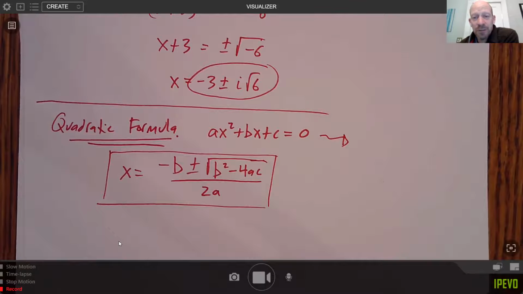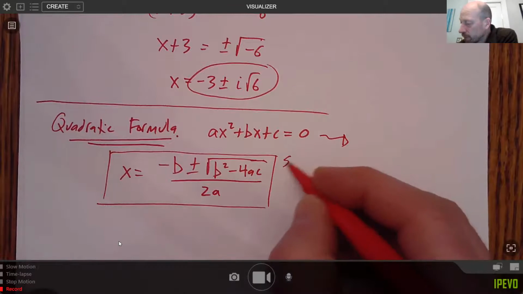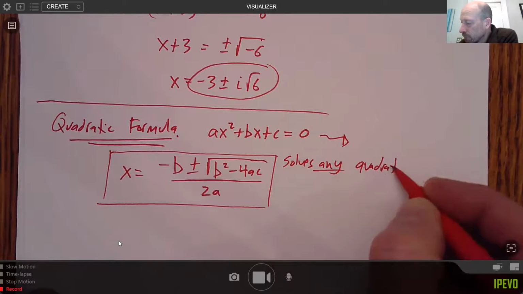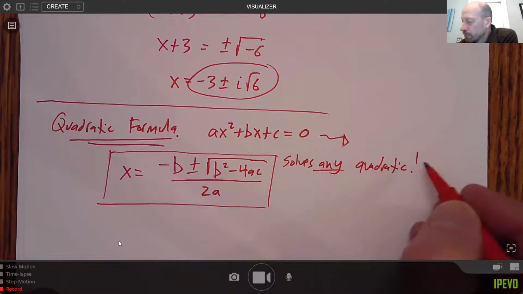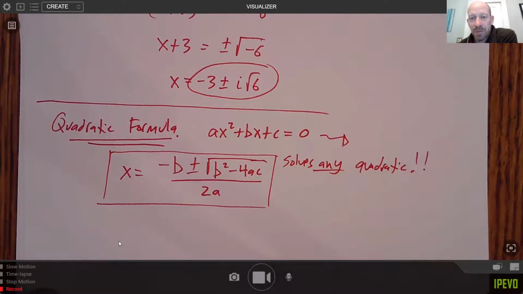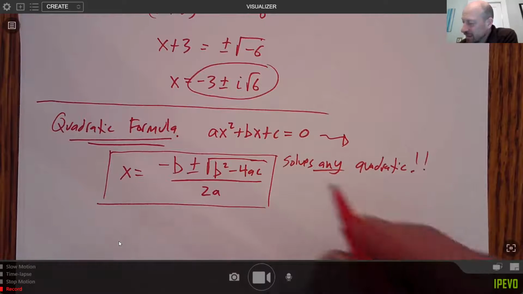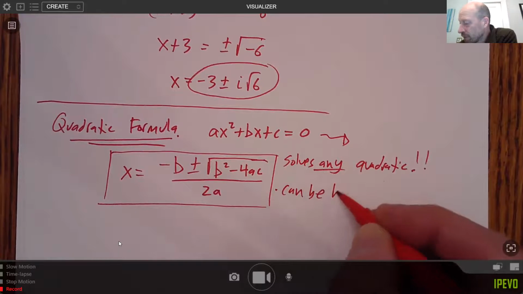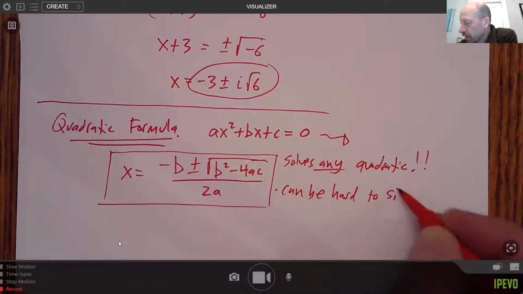The beautiful thing about the quadratic formula is that it solves any quadratic. That's worth 2 exclamation points. All of our previous methods were good, but they only worked in certain situations. We really like things that work all the time, and that's what the quadratic formula does. The bad thing is that it can be hard to simplify.